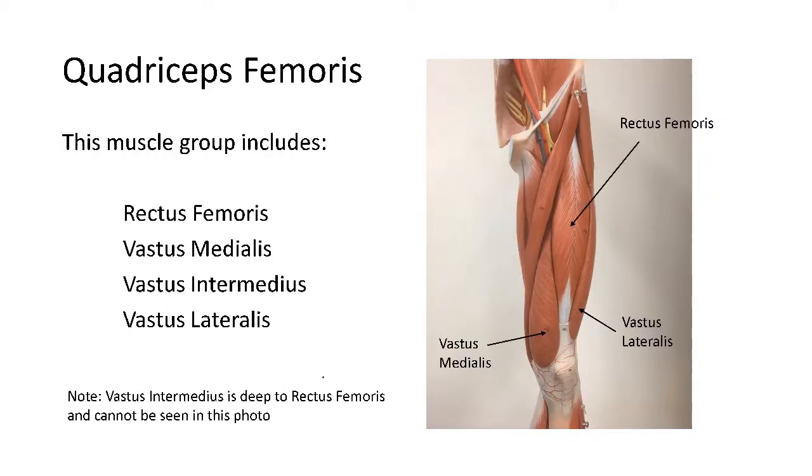Then we have the quadriceps. The quadriceps are 4 separate muscles that all come together. They include rectus femoris, and then the vastus group, vastus medialis, vastus lateralis. Vastus intermedius would be deep underneath rectus femoris. So you cannot see it in this photo because I can show one or the other, but not both. In the lab, there's one model that has the rectus femoris removed so that you can see it.